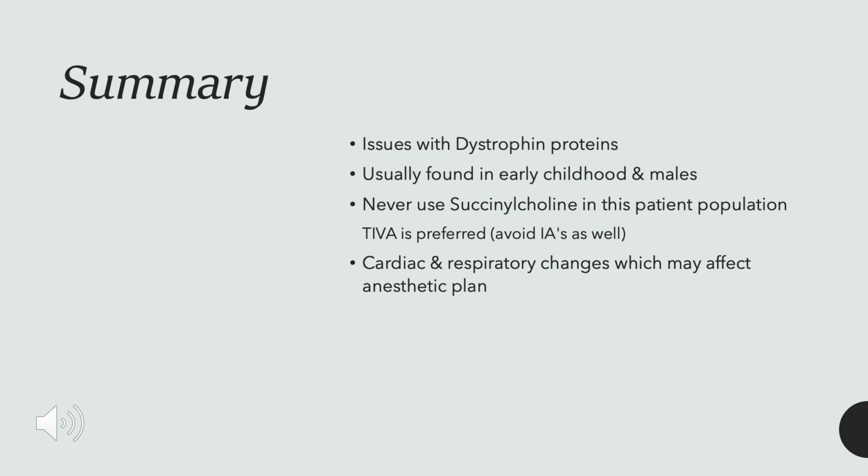All right, and just to summarize what we've talked about throughout this presentation, with the muscular dystrophies, there's an issue with the dystrophin protein. This is usually found in early childhood in males. With children, it's usually found between the ages of 2 and 6, so we know how to tailor our anesthetic plan, but it's always something to be aware of. You should never use succinylcholine in this patient population, and you should always try and use TIVA, total intravenous anesthesia, and avoid the inhalational anesthetics as well because of those myocardial depressant effects that we talked about earlier. There can also be significant involvement in other organ systems, the big ones being cardiac and respiratory changes, and this can obviously change our anesthetic plan, so it's something that you need to be cognizant of going into the case.